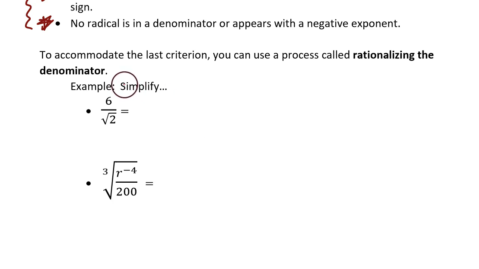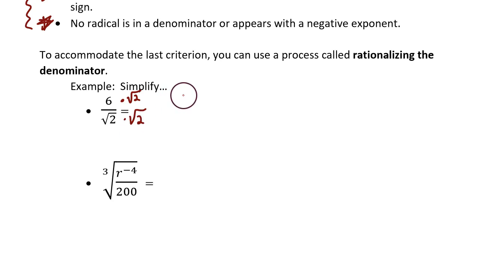One of the rules is that there can be no radical in the denominator. To accommodate that last criterion, you can use a process called rationalizing the denominator. For example, let's say we want to simplify 6 divided by the square root of 2. This has a radical in the denominator, which means it's not simplified. How do we correct that? Rationalizing the denominator is the process of multiplying the top and bottom of the fraction by the denominator. Because you're multiplying top and bottom by the same thing, you're not changing the overall value of the fraction.